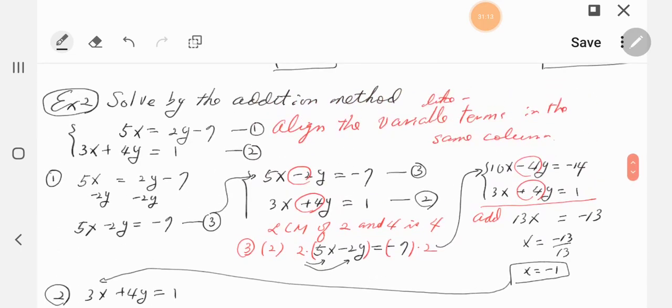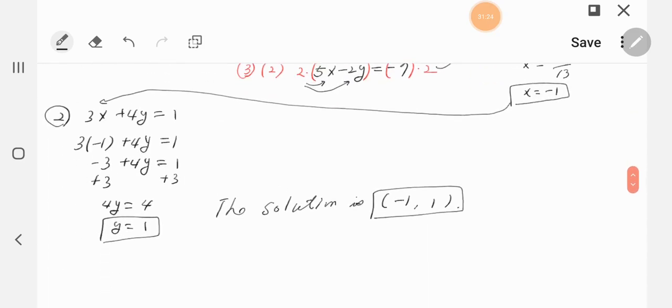Okay. So when we solve an equation, make sure you align the x term and y terms in the same column so that we can, you know, add and subtract. All right, and let's try problem number 2.